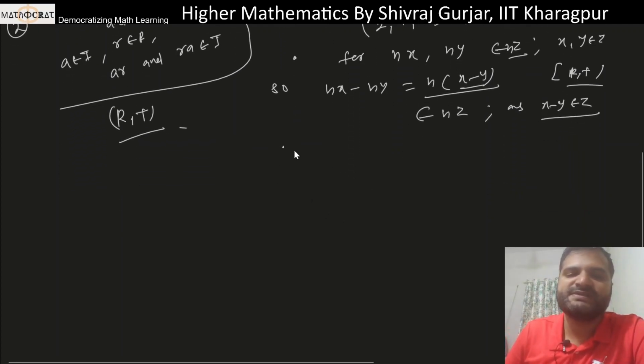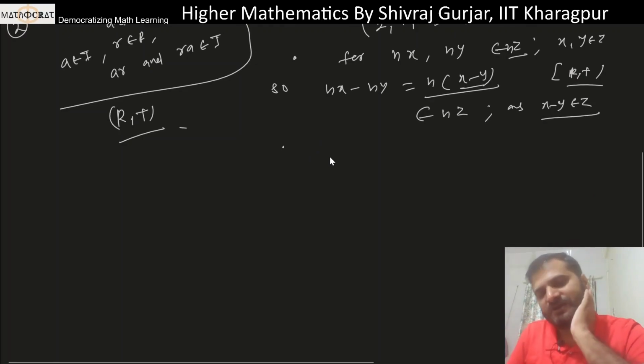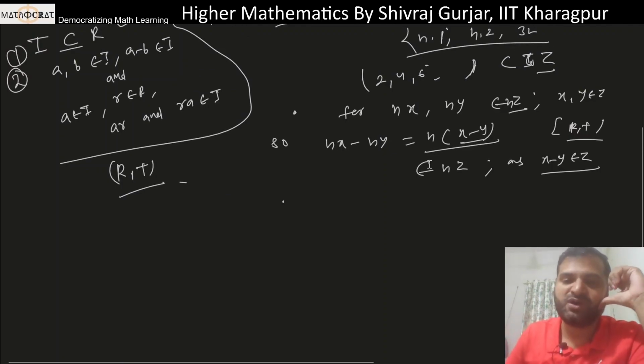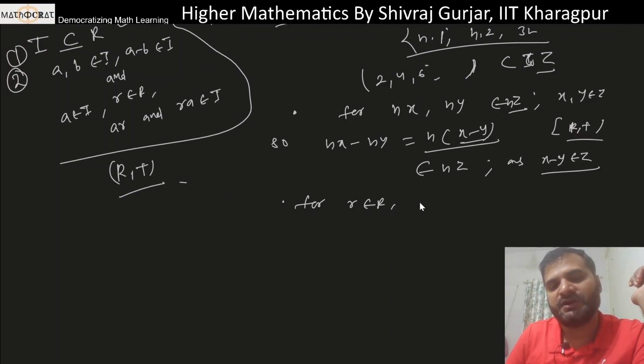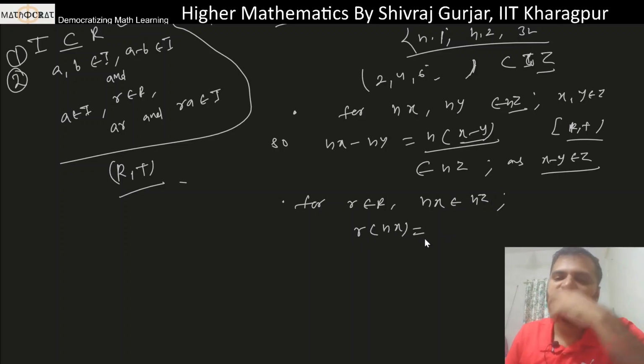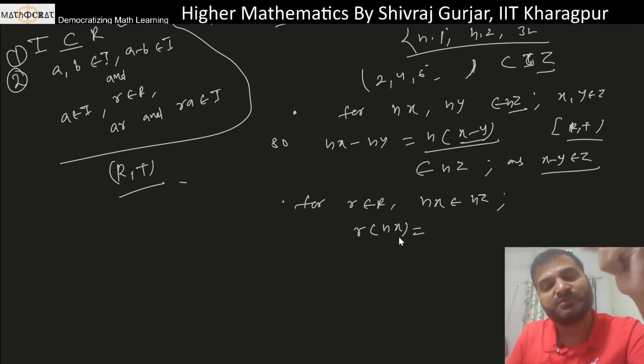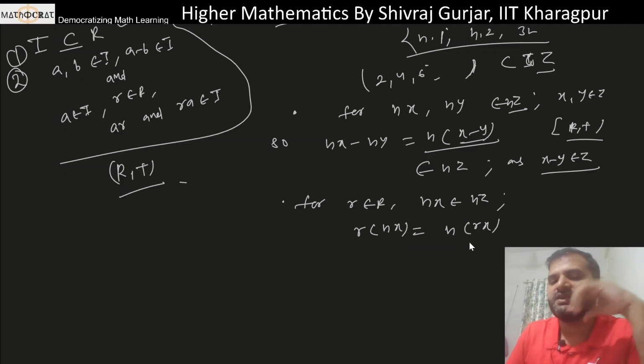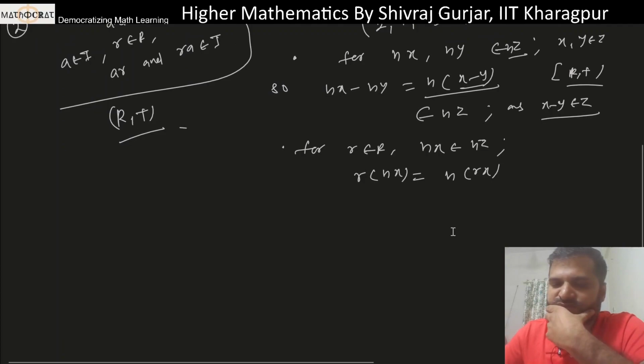And the second property is: if we take, let's say, small r belonging to R and nx belonging to nZ, if we take r multiplied by nx, because n is a fixed integer and r, n and x are all integers, and we know that integer multiplication is associative, so this n can be taken outside, and this will be rx.